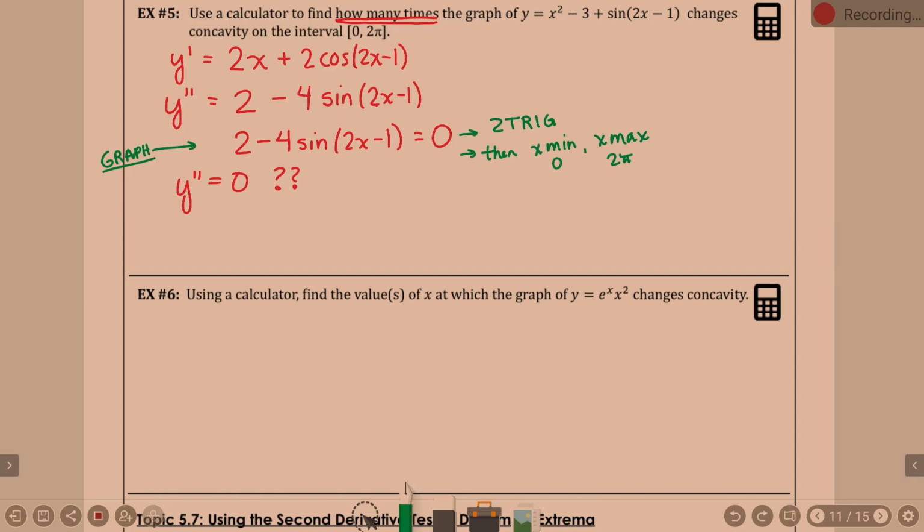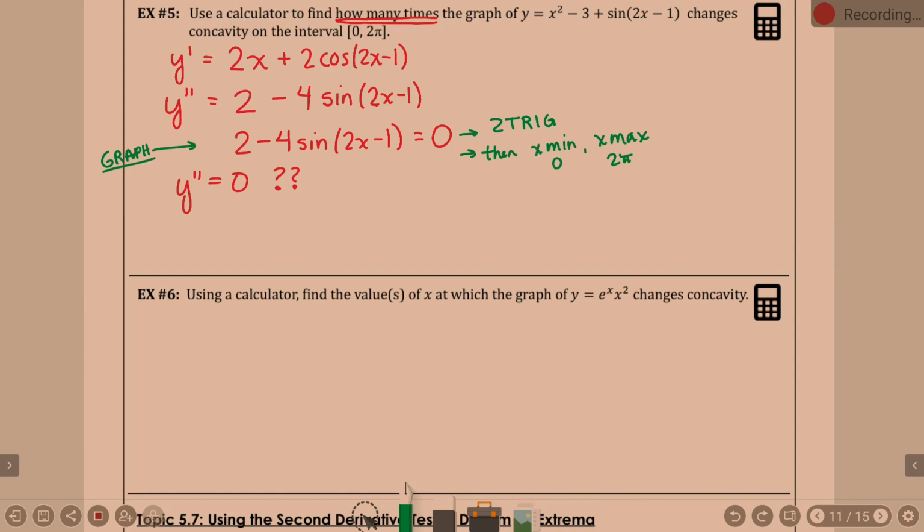How many times does the graph change concavity? 4. Why 4? The graph changes from positive to negative or negative to positive a total of 4 times. Gotcha. Okay, make sense?